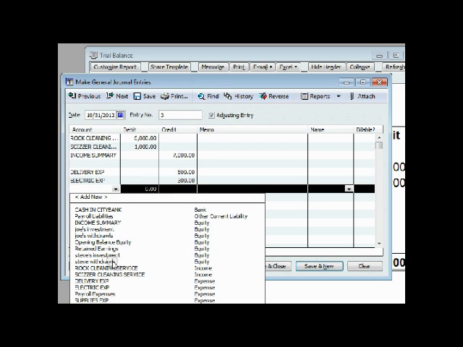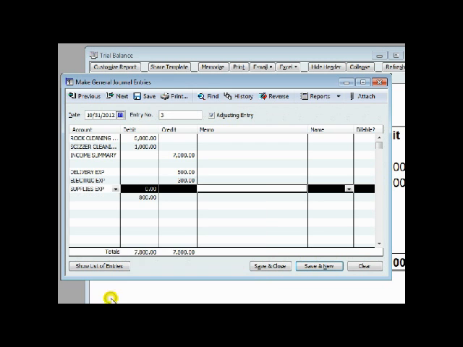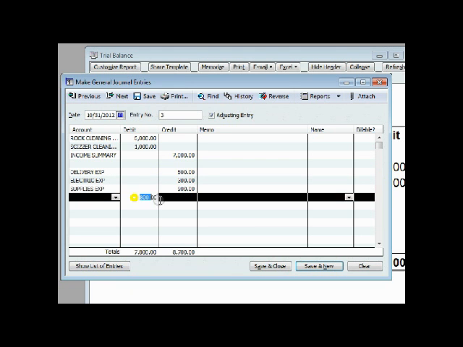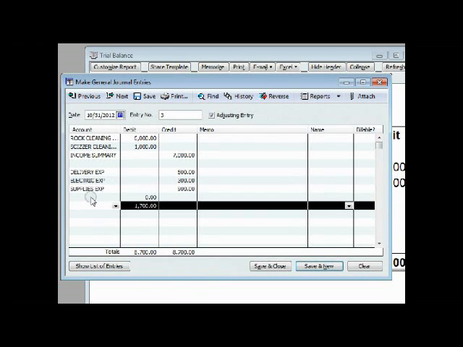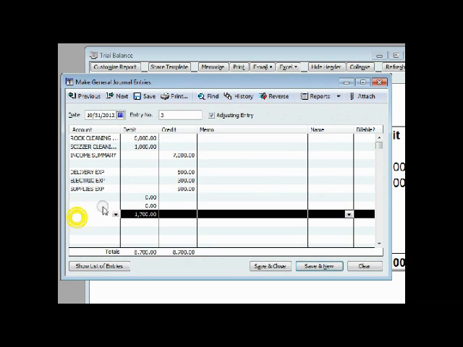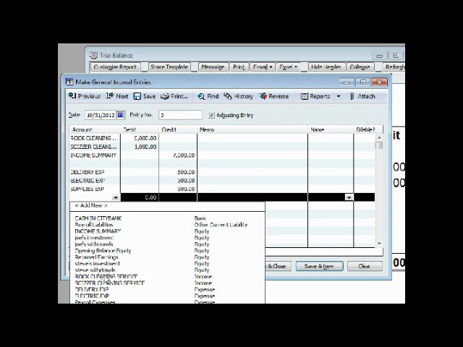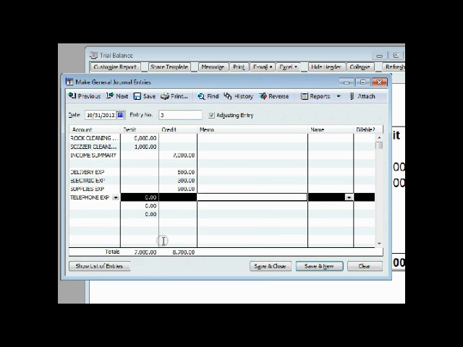Supplies expense was $900 debit, so I want to make supplies expense $900 credit. Okay, and the last one was telephone for $400.